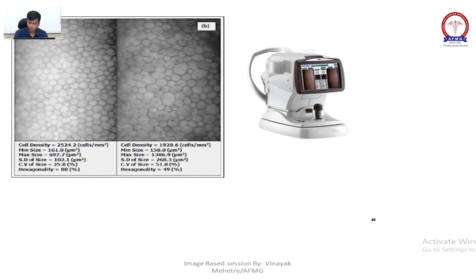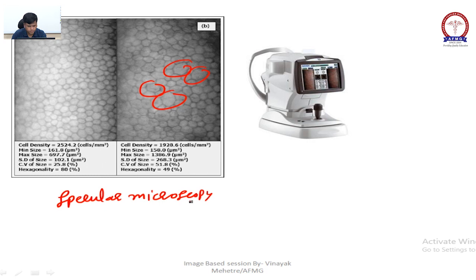Next, here you can see hexagonal, pentagonal cells. It is done for a view of the endothelium layer. It is called specular microscopy. It is done to see pathologies in the endothelium layer.